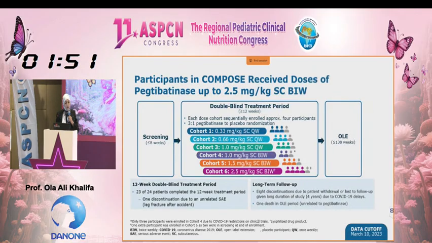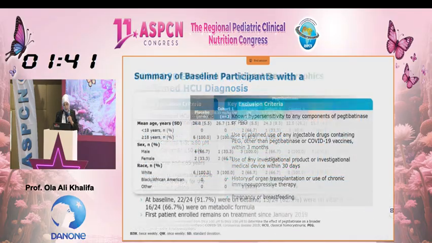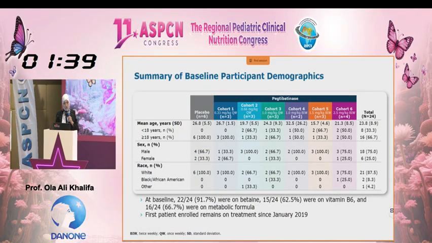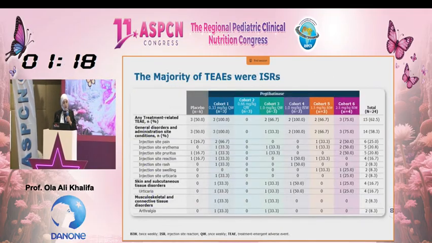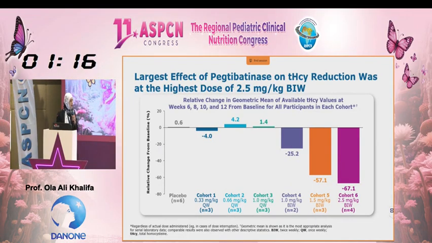And here we can see that after finishing the double-blind treatment period, patients go into an open label extension. Again, here they showed that the majority of their patients were 24 years of age, and 75% of them were male, whereas 87% were white race.